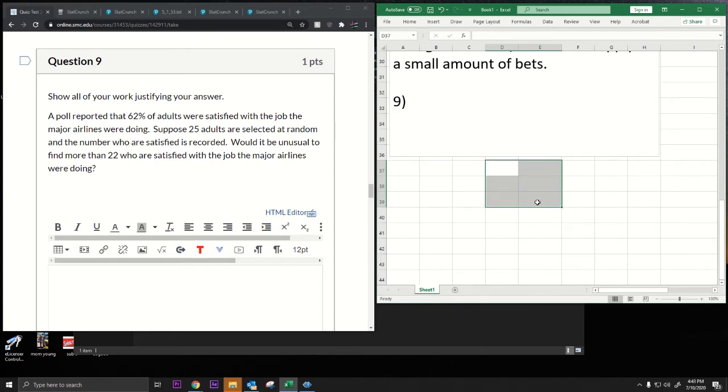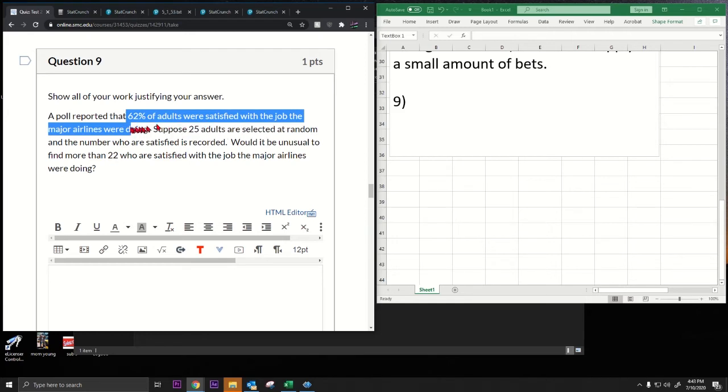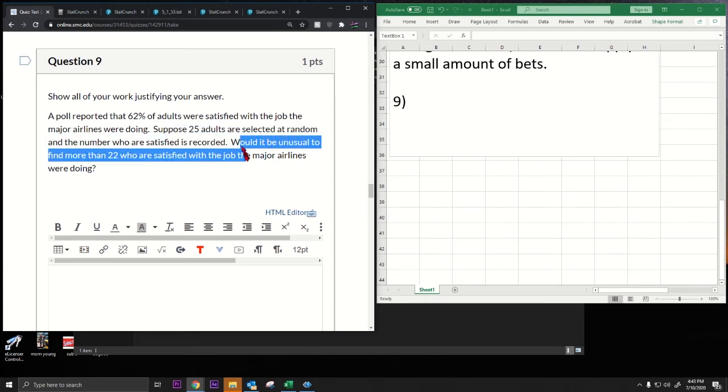I don't need this anymore. Number 9. Show all your work. Justify your answer. A poll reported 62% of adults were satisfied with the job major airlines were doing. Suppose 25 adults are selected at random, and the number who are satisfied is recorded. Would it be unusual to find more than 22 who are satisfied with the job the major airlines were doing?